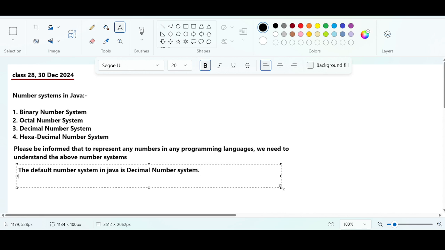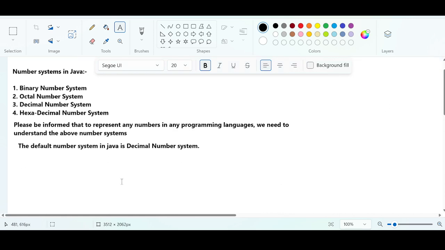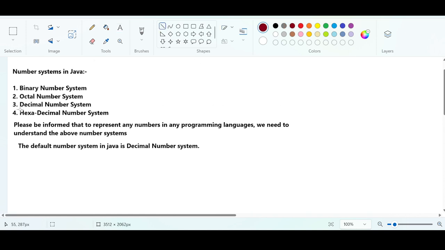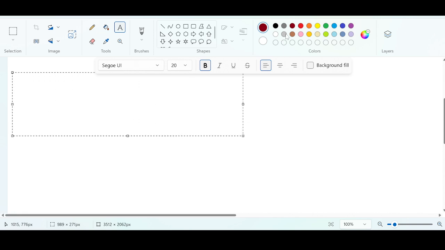We might have seen this number system during our graduation, right? But we will understand this once again with respect to the Java programming language. Firstly, we will try to understand what the decimal number system is. When I say decimal number system, I can say it is any number that can be understood by human beings. We call those numbers the decimal number system.